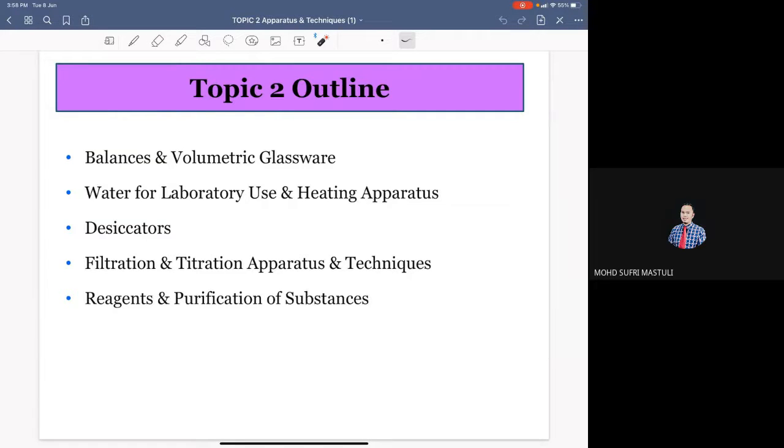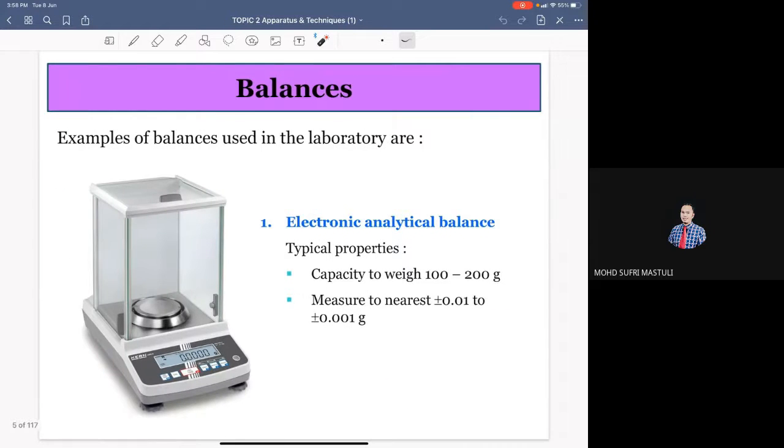This is the outline for topic 2. In this topic 2, we will learn about balance, volumetric glassware, water for laboratory use, heating apparatus, desiccator, filtration and titration apparatus and techniques, and last but not least, reagents and purification of substance. For this particular video, I will discuss the balance.